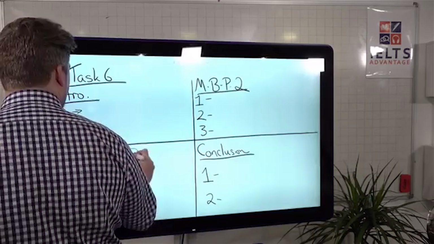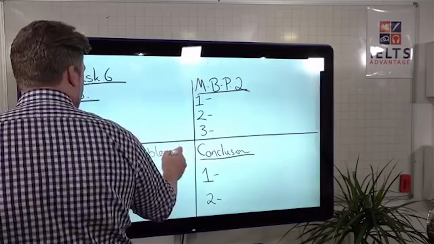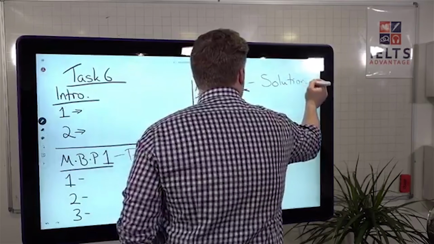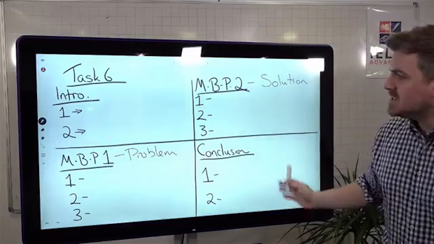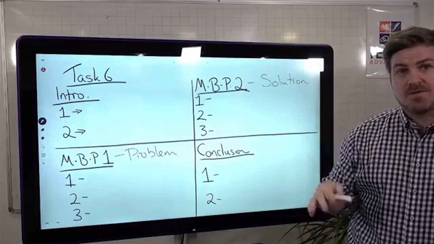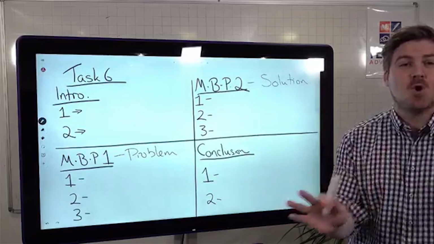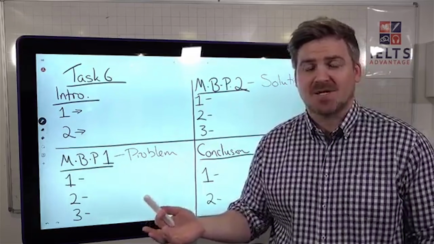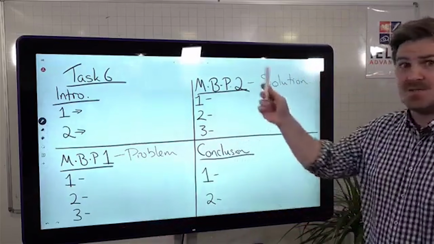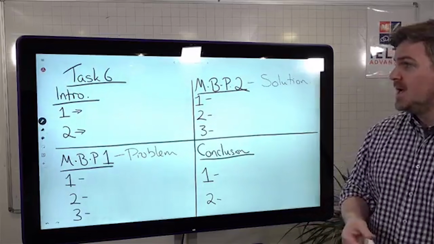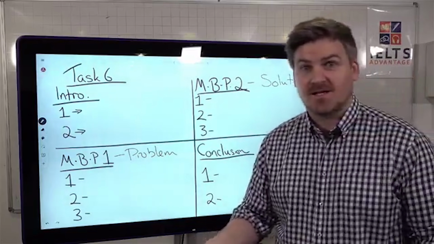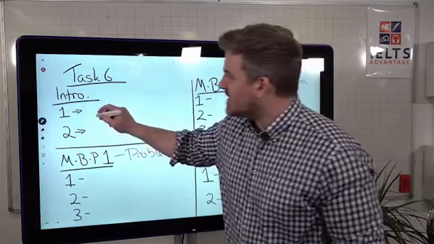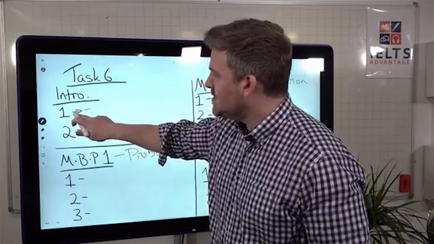So this is problem, and this is solution. All right, so this is the whole structure of a problem and solution essay. It's not the only structure. There's no one structure to answer any particular type of IELTS question. This is the one that I teach my students, and the one that has worked very, very effectively for my students. So what I'd like you to do is guess what these are. What would you do here?